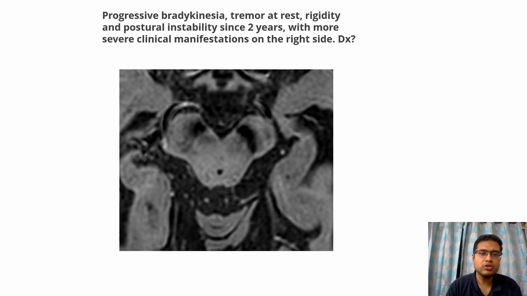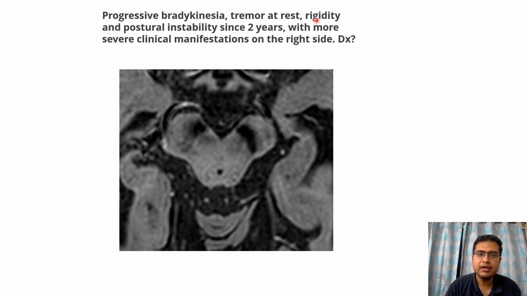So coming to my next case, here we have a 60-year-old male who presented with progressive bradykinesia, tremors at rest, rigidity and postural instability since the past 2 years, with more severe clinical manifestations on the right side as compared to the left. Based on these susceptibility weighted images, high resolution SWI just taken in a 3 Tesla machine, this is the axial section at the level of midbrain. What do you think the diagnosis is? A particular sign is observed here in this particular case.